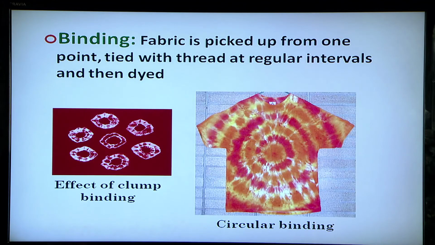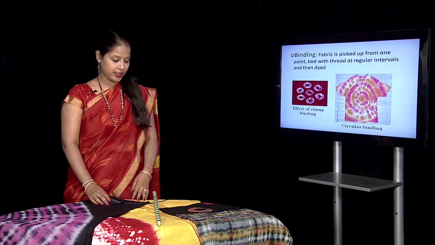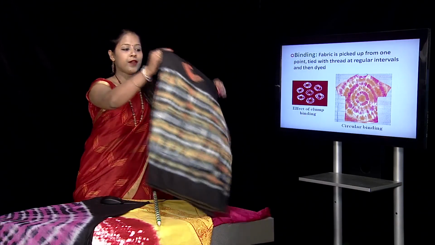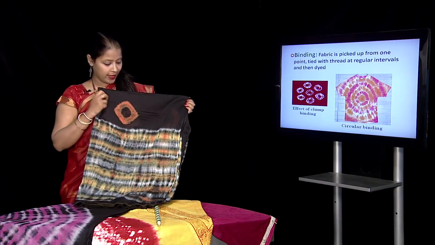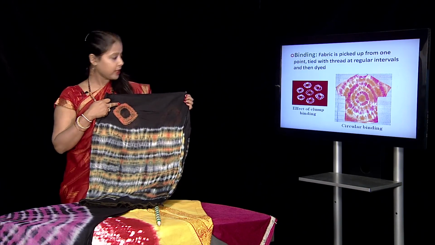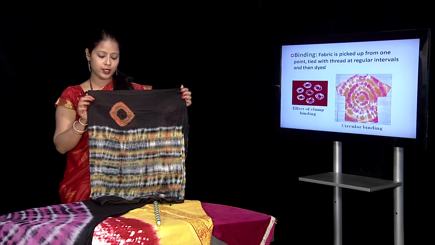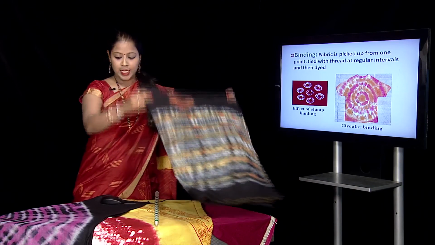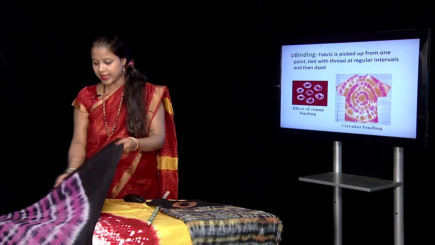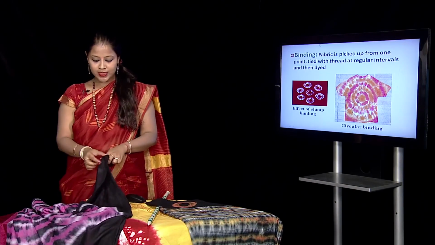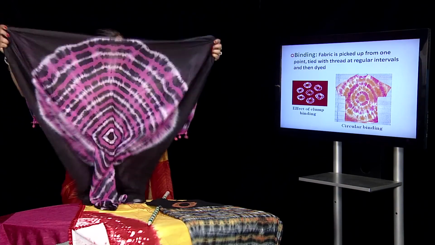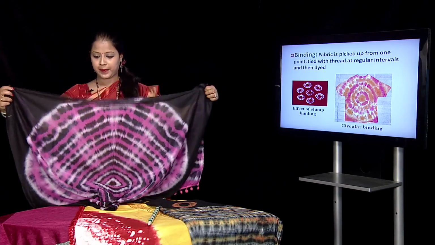Next is the binding. The fabric is picked up from one point, tied with thread at regular intervals and then dyed. There are different ways by which binding can be done. This is the fabric which has two techniques together. In this, the binding, which is the clump binding, has been done to produce the effect. In another fabric, a circular design has been produced by using a similar technique of circular binding.